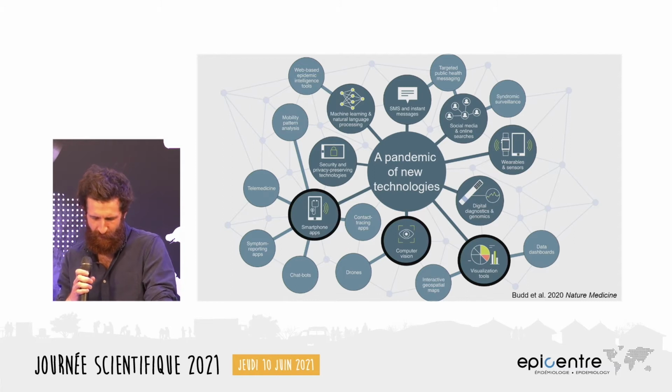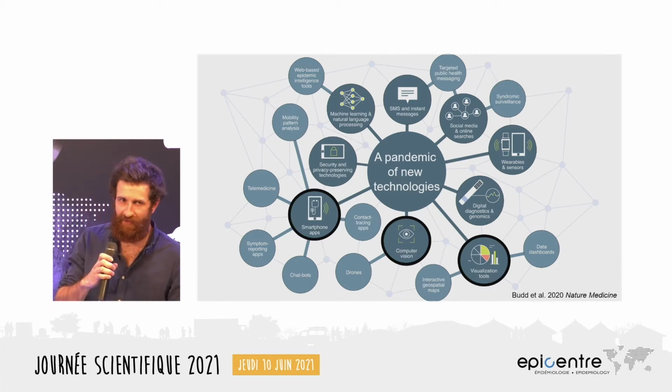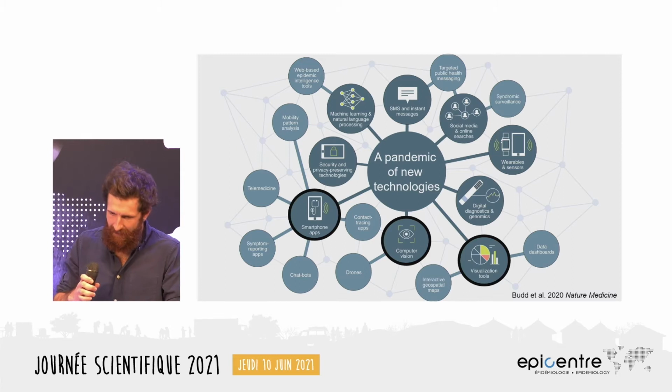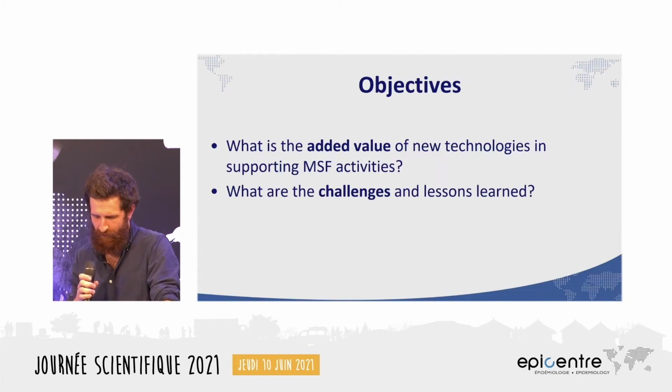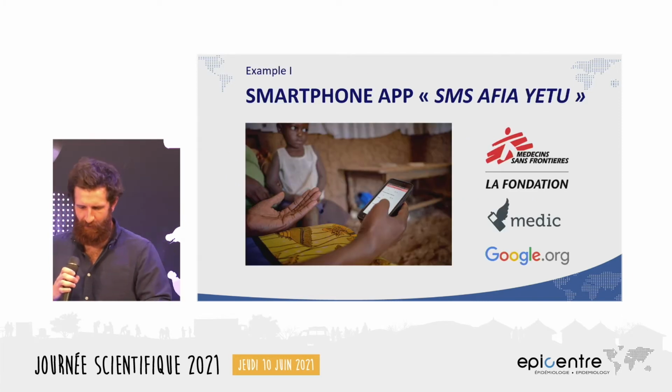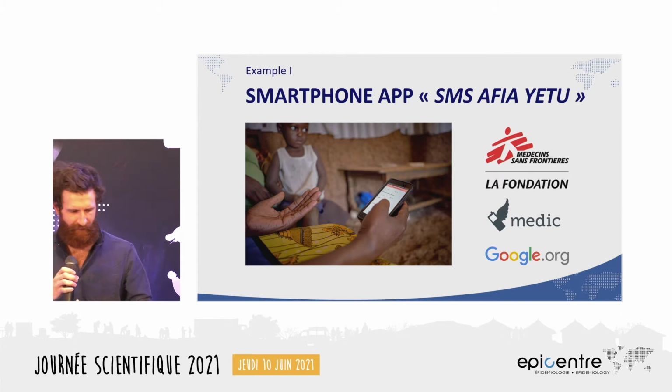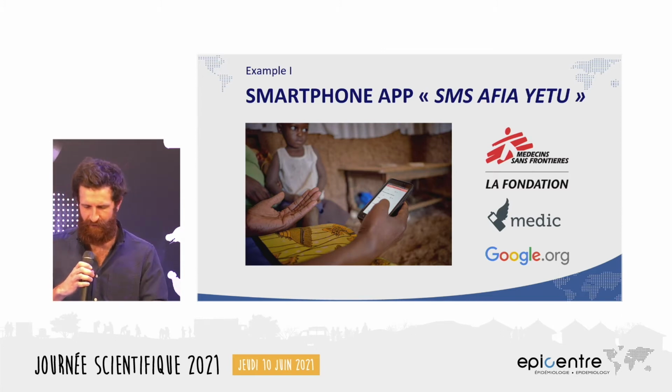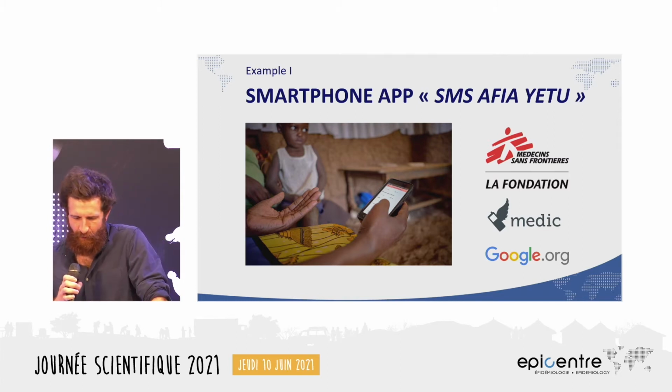Smartphone use, image recognition based on the smartphone, and then a 3rd example that will be presented to you during the virtual stands. So we are going to see what can be done with smartphone apps, computer vision and visualization tools. And let's start with SMS Afya Yetu.